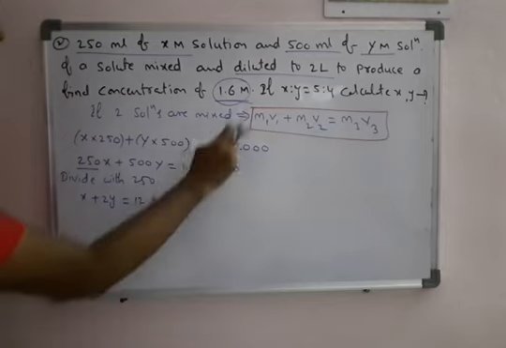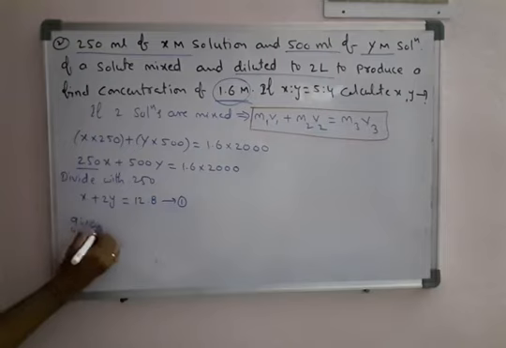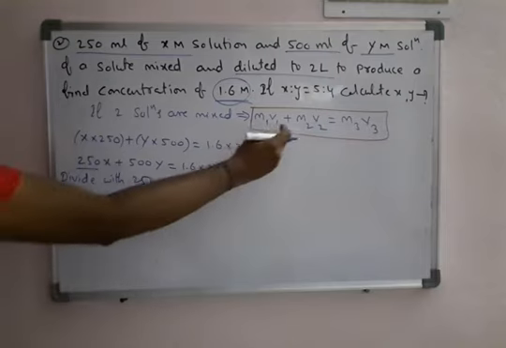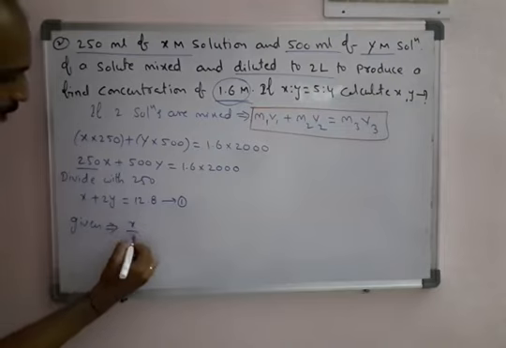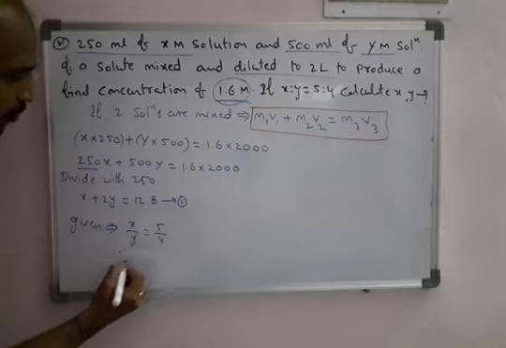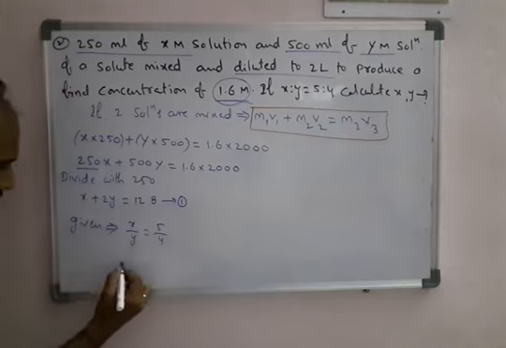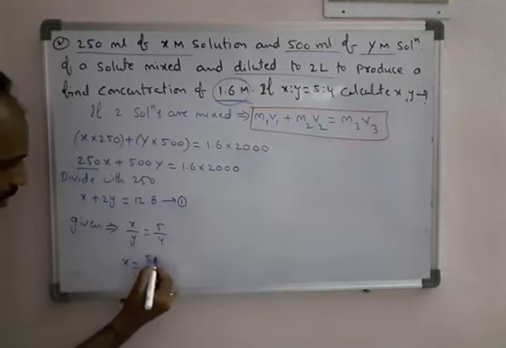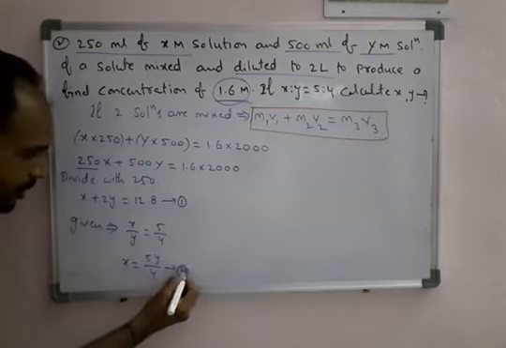And next, it is given that, so what is the given relation? x is to y is equal to 5 is to 4. Nothing but we can write x by y equals 5 by 4, or we can write x equals 5y by 4. Say it is equation 2.